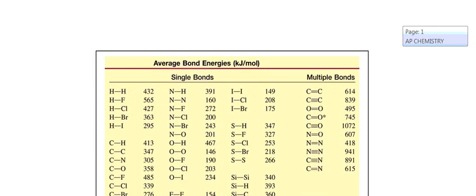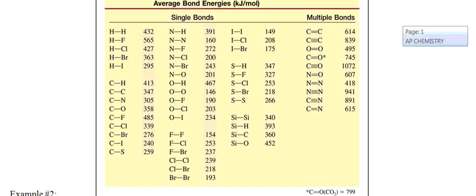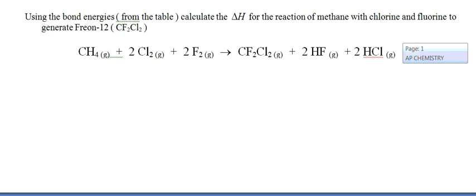All right, so you're given a table here where we have bond energies, and these values will be given to you. So you'll always have these available to you. If you ever have to do some bond energy calculations, you'll have this information available for you. All right, now this question is quite interesting.